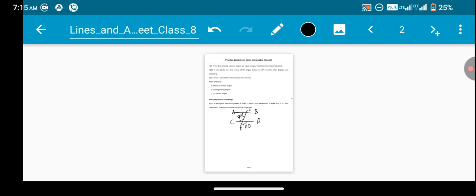Alright students, that's the end of today's topic, lines and angles. We learned about types of lines, angles, and how to identify them in real life and diagrams.